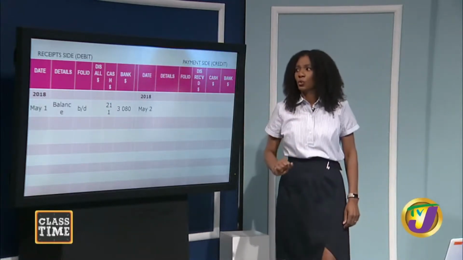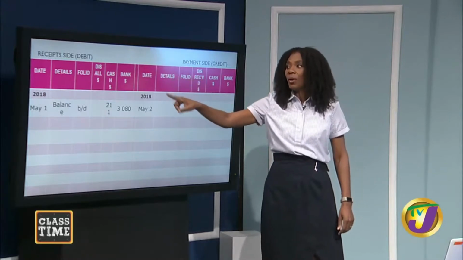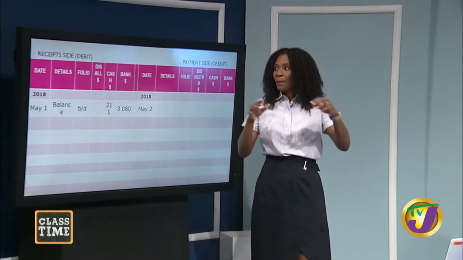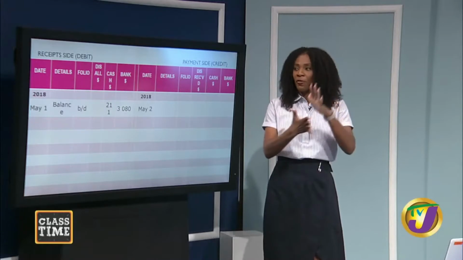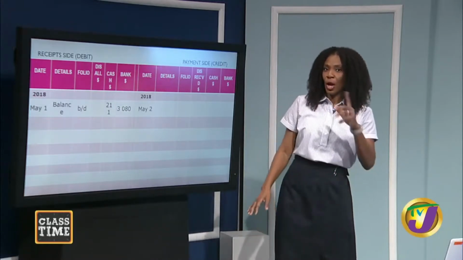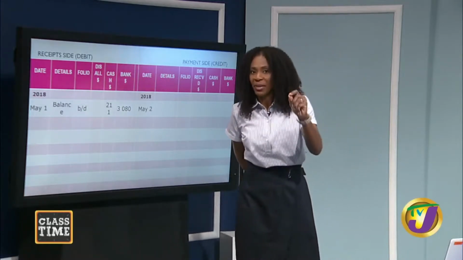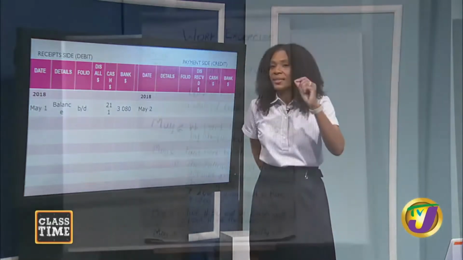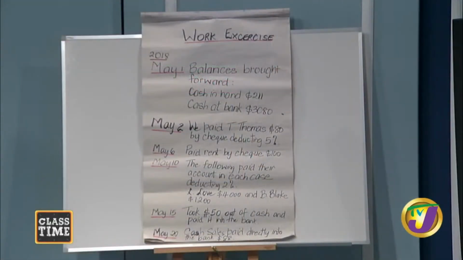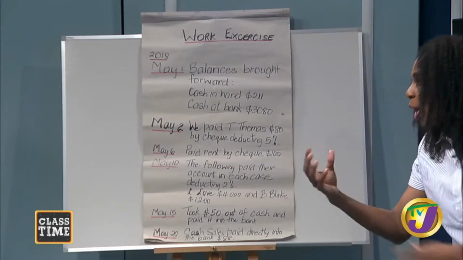Now, May 2. What happened on May 2? We paid T. Thomas $80 by check, deducting 5%. Now, students, reason with me. It simply means that when we deduct, we are taking out 5% of the $80.